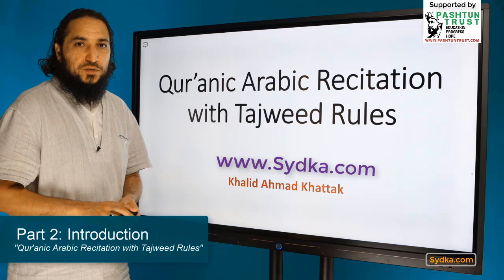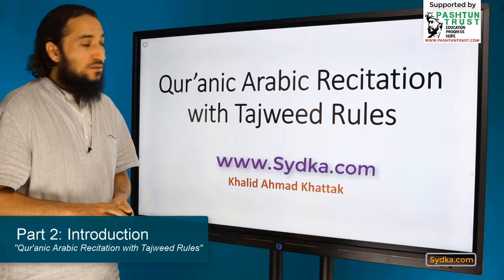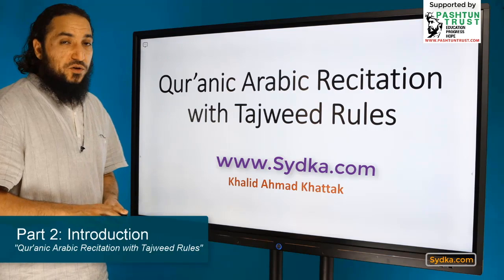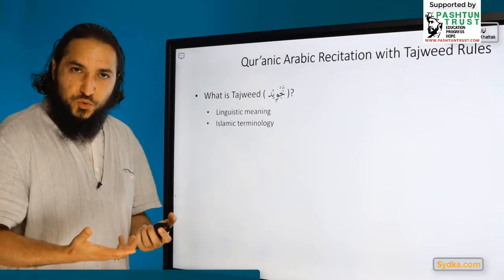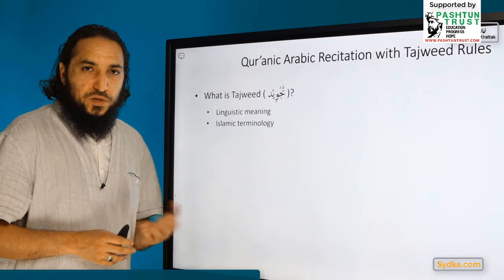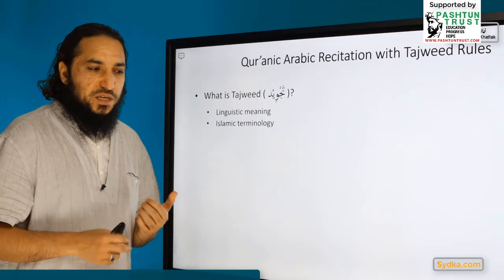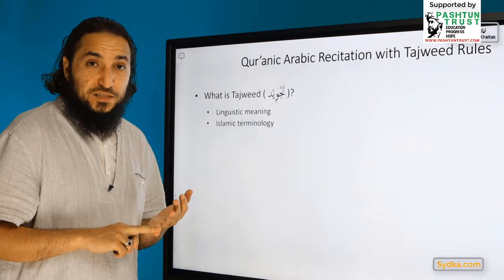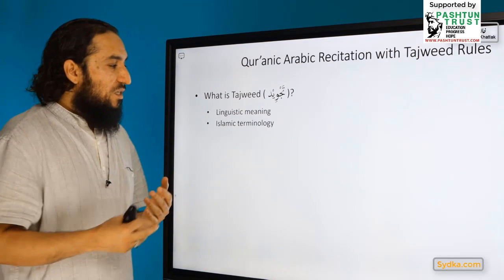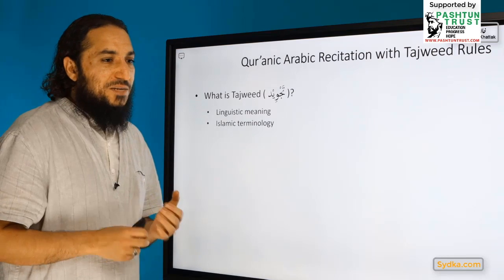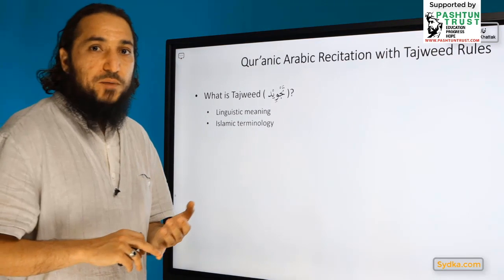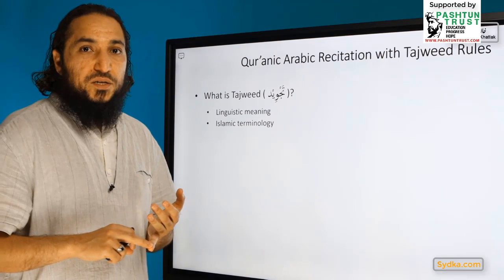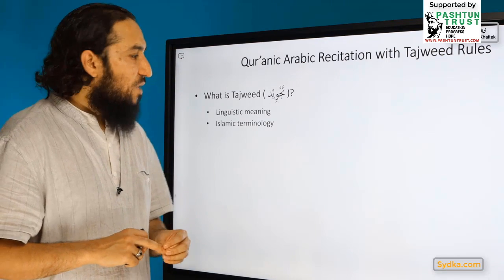Welcome back to the second part of introductory lesson sessions to Quranic Arabic recitation with Tajweed rules. So what is Tajweed? Tajweed can have two meanings. First, linguistically, it means excellence and precision. But in Islamic terminology, it means the recitation of the Quran the way it was revealed to Prophet Muhammad sallallahu alaihi wasallam through Angel Jibril alayhi salam.